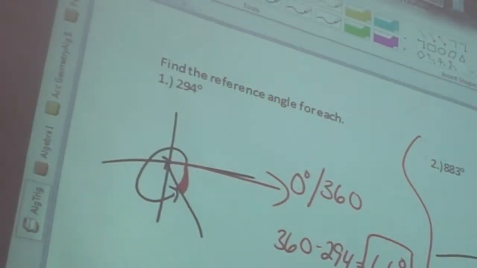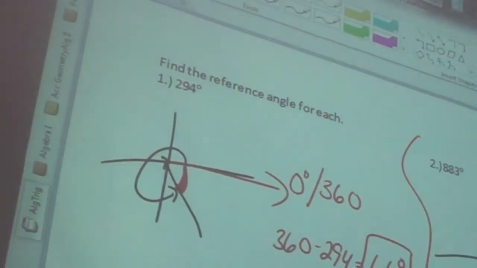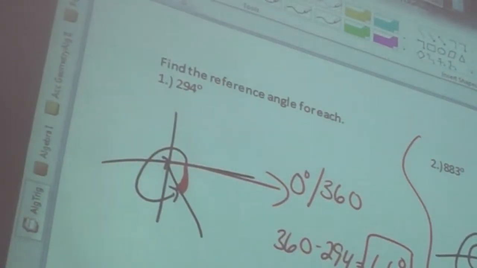883. Large. How would you do this one? Subtract what? Subtract 720 because one rotation is what? 360. Two rotations is what? 720. So I go around once, that's 360. I go around twice, that's 720. And that brings me back to the start. So I'll do 883 minus 720, and that gives me 163.